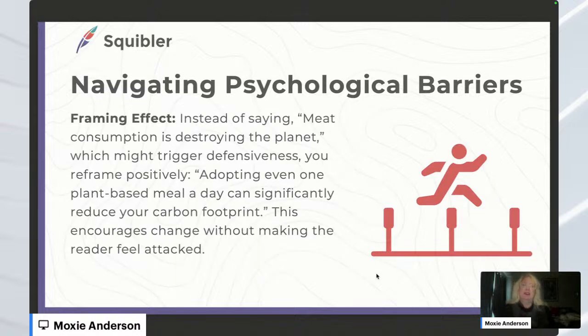With the framing effect, you can navigate this by saying something, instead of saying meat consumption is destroying the planet, that might trigger your reader to be defensive. You could frame this positively. Adopting even one plant-based meal a day can significantly reduce your carbon footprint. This encourages your readers to think about changing what they're doing without making them feel like they're being attacked.